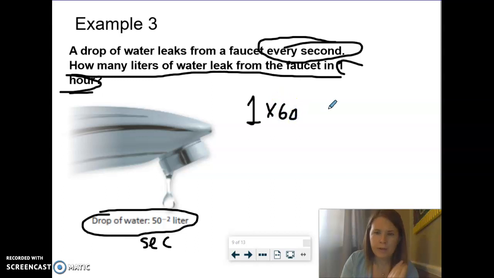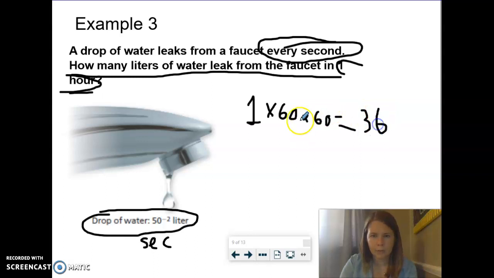And from there, every minute has 60 seconds. So I'm going to also multiply it by 60. So I'm going to take 1 times 60 times 60. Well, the 1 really doesn't matter because it's just going to keep this the same. So I really ultimately just have the 60 times the 60. Well, 6 times 6 is 36. And then I just add in those 2 zeros. My problem has 2 zeros, my answer needs to have at least 2 zeros. Okay. So this is how many seconds are in my hour. So I have 3,600 seconds in an hour.